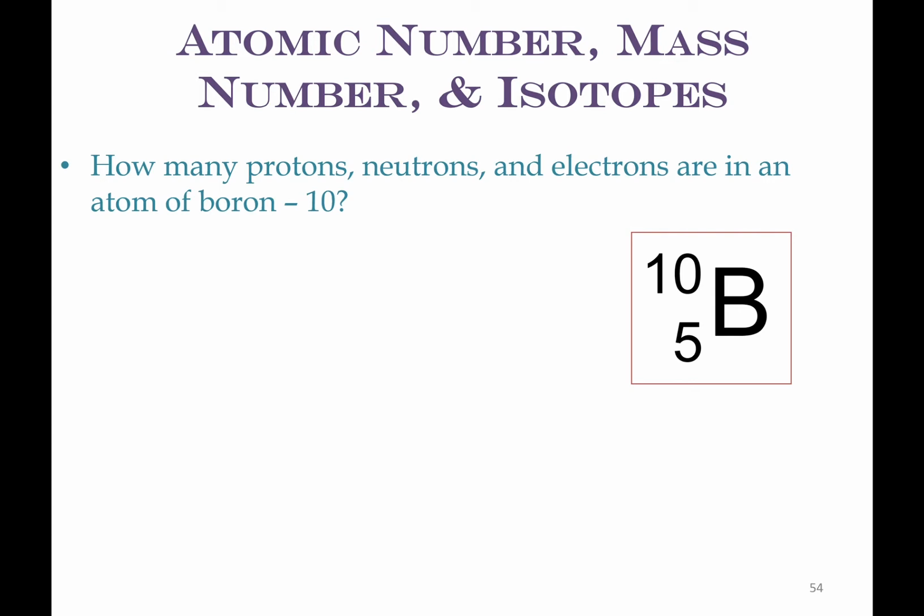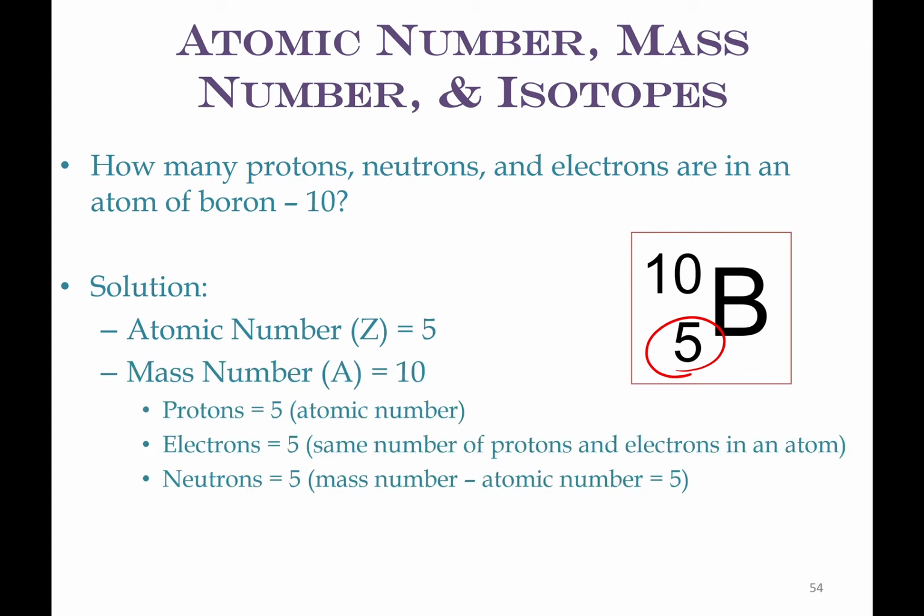So let's see. There are 5 protons because the atomic number is Z. There are 5 electrons because there's no charge here. And 10 minus 5 is 5, so there are 5 neutrons.